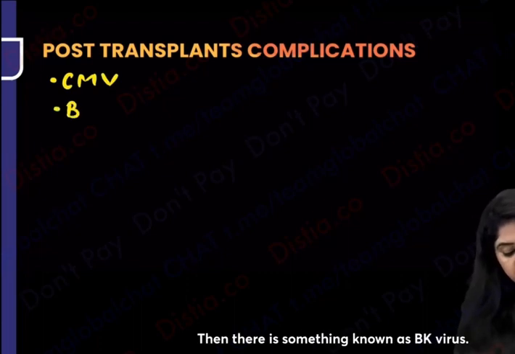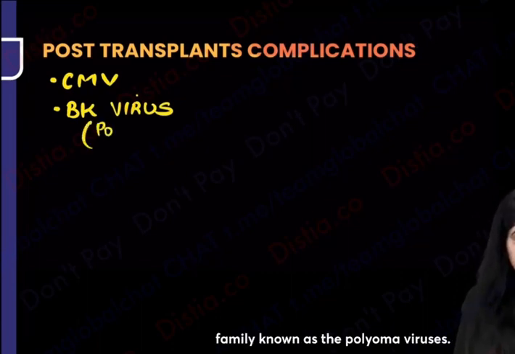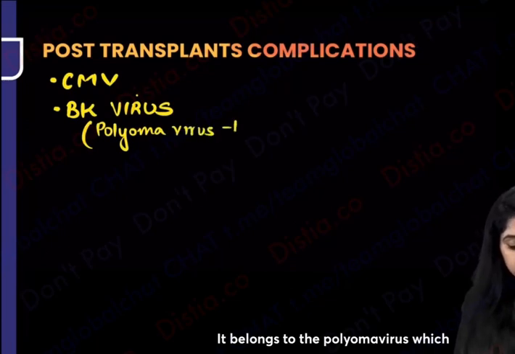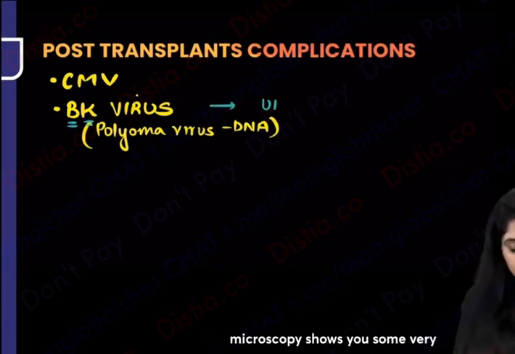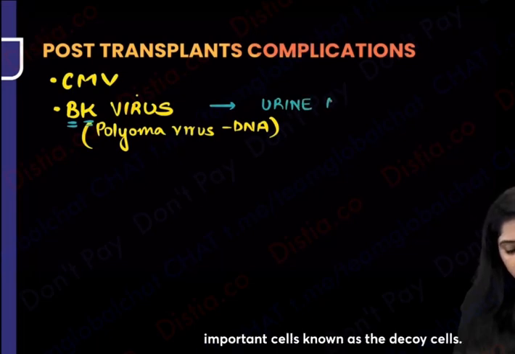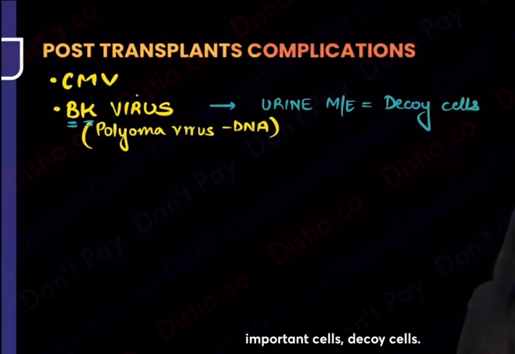Then there's something known as BK virus. Now, what is BK virus? BK virus belongs to a DNA virus family known as the polyoma viruses, and I have learnt it as bad kidney. Bad kidney means this is going to make the kidney very bad, and the urine microscopy shows you some very important cells known as the decoy cells.